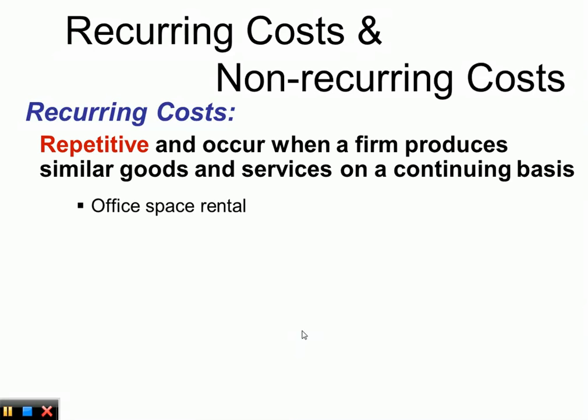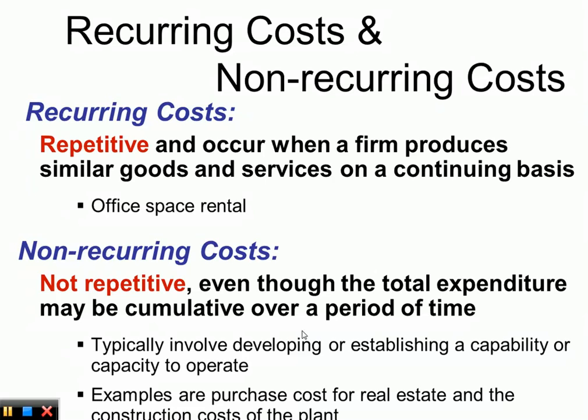Recurring costs are repetitive and occur when a firm produces similar goods and services on a continuing basis. Example, office space rental. Let's say you might have to pay a yearly lease or monthly payments. So it's recurring every year or every month. Non-recurring costs are non-repetitive, even though the total expenditure may be cumulative over a period of time. They typically involve developing or establishing capability or capacity to operate. Examples are purchase costs for real estate and the construction costs of the plant.